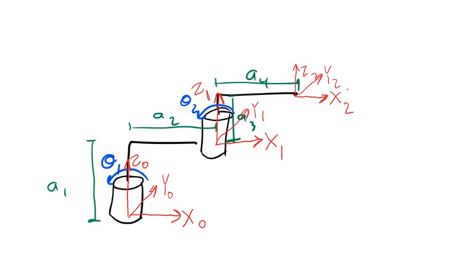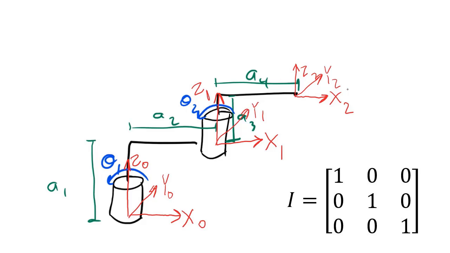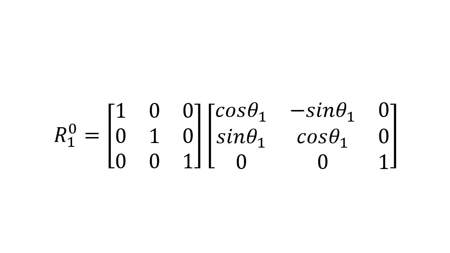There's a special matrix that means no rotation, and that matrix is the identity matrix. You can kind of see why this is true. This matrix tells me that the projection of x1 on x0 is 1, and the projection of y1 on y0 is 1, and the projection of z1 on z0 is 1. In other words, there is no rotation. I multiply these two matrices together to get me the complete rotation matrix from frame 0 to frame 1.